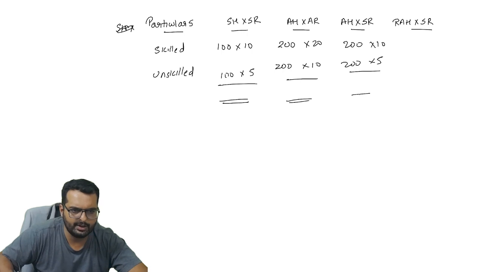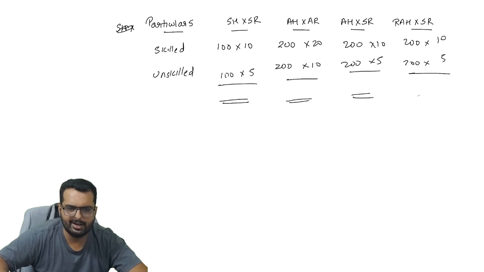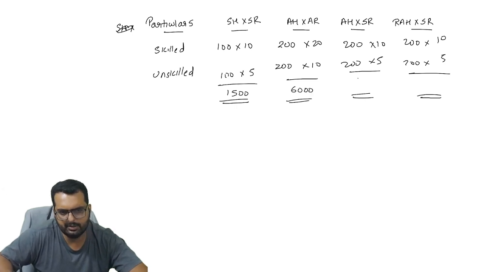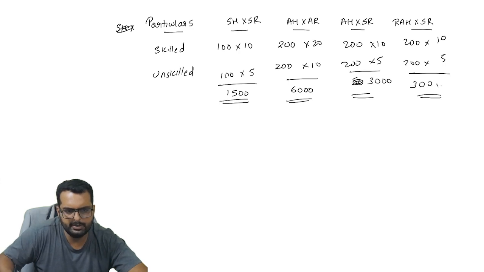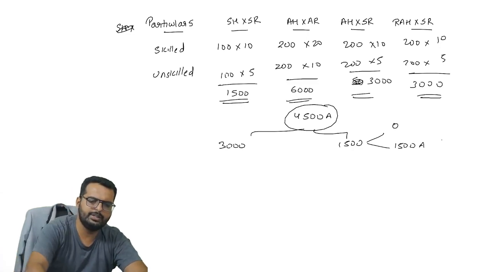200, 10, 5, 400 in the ratio will be again 200, 200 and it will be 10 and 5. So 1000 and 500 will be 1500. This one will be 6000, 2000. This one will be 3000 and this one will also be 3000. You will get 4500 adverse, correct? 3000 adverse and 1500 adverse. Inside this, it will be 0 and 1500 adverse. Let everyone finish doing this, friends.